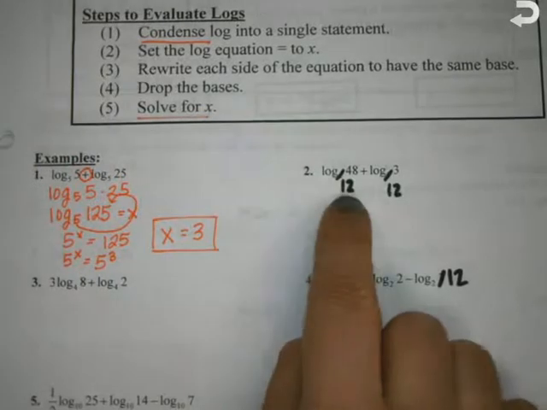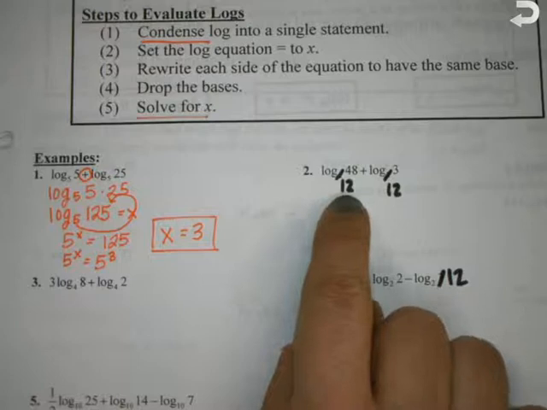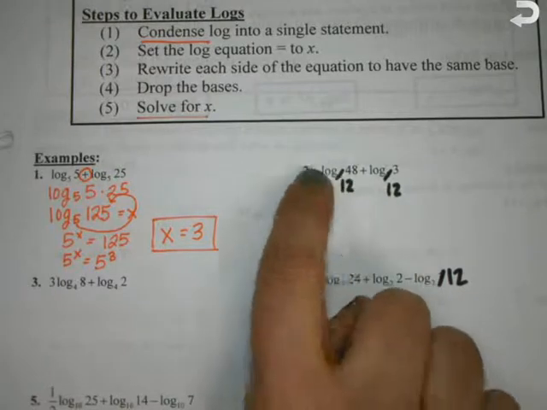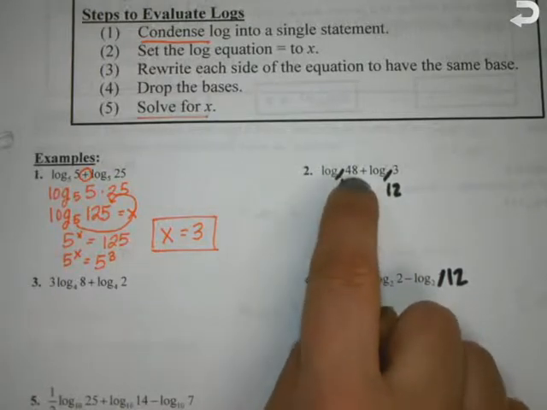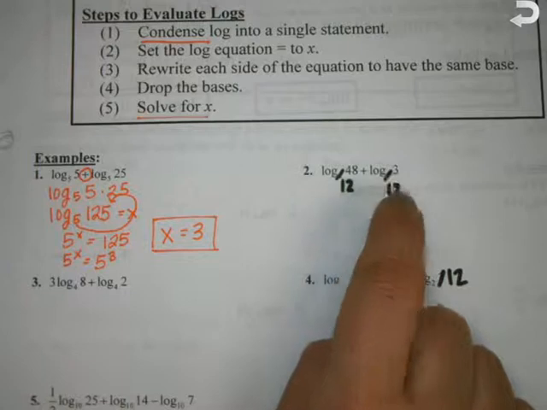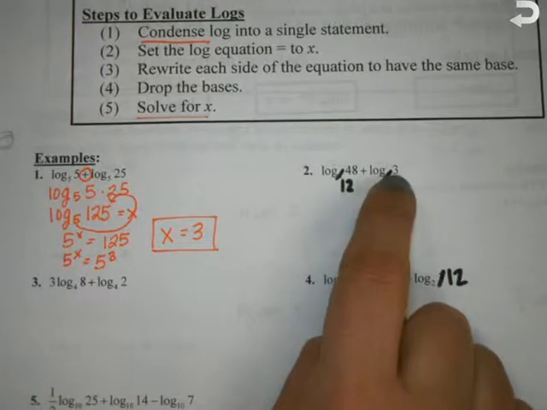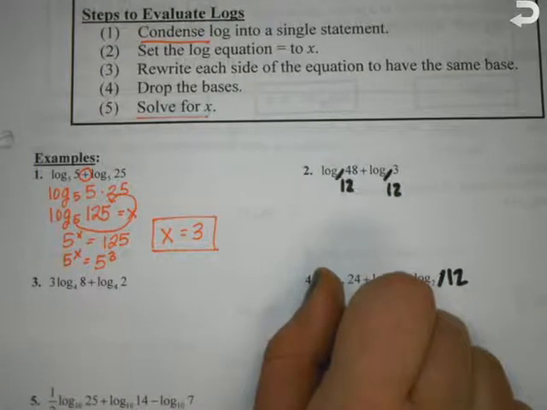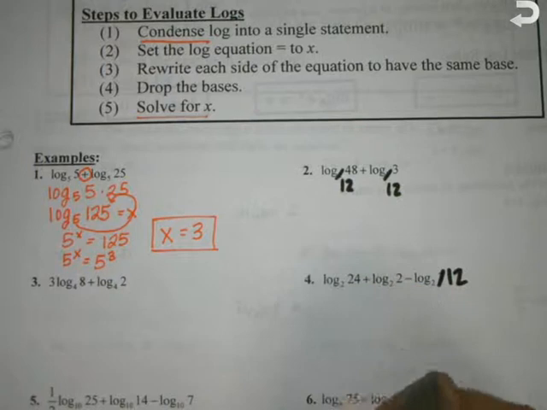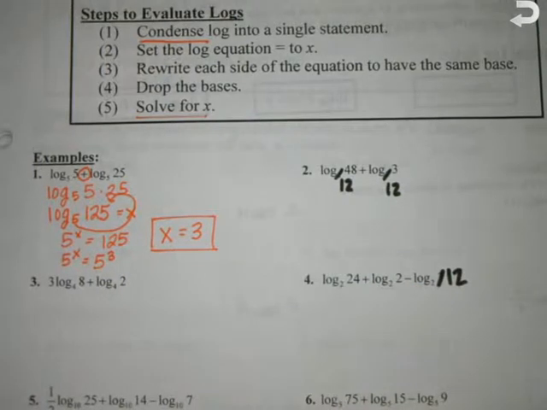For number 2, change the bases to 12. So it should be log base 12 of 48 and log base 12 of 3. Okay, so just change the bases to 12. There was a typo that we didn't catch right away. And this one is exactly like number 1. So will you guys try it on your own right now?